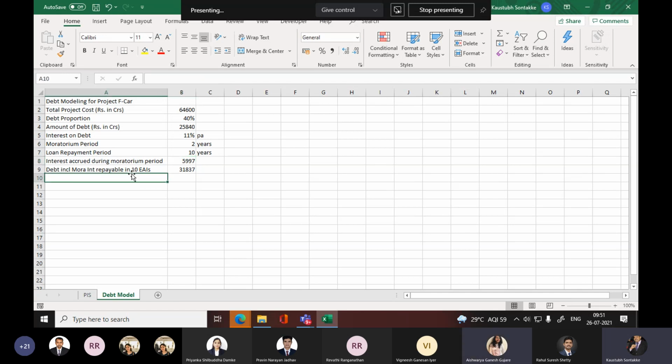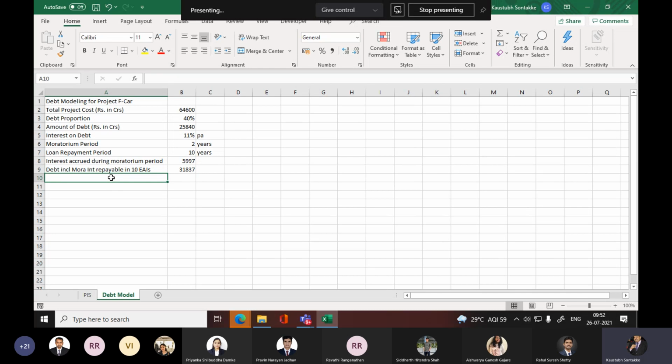Sir, also for the next cell, debt including moratorium. Debt including moratorium is B4, which is the amount of debt, plus B8, which is the interest accrued. So I just added the interest, and at the end of the second year you will have 31,837 as a total loan repayable in the next 10 years.